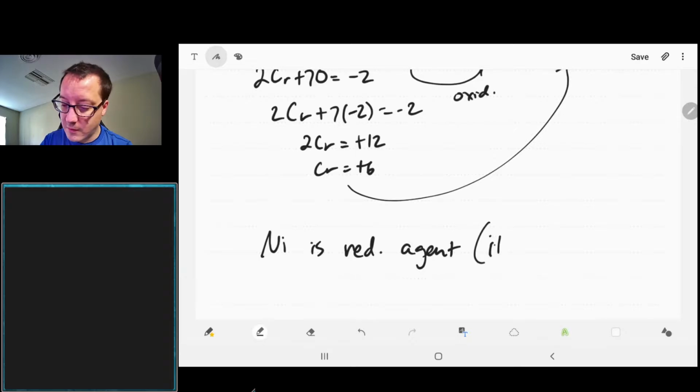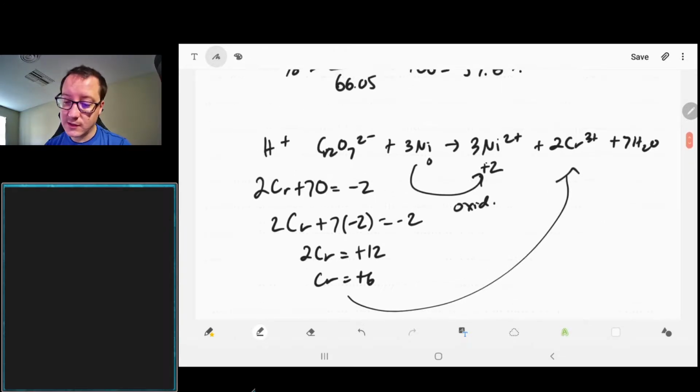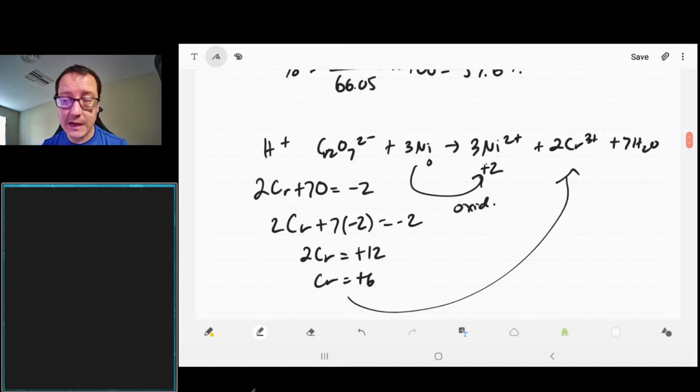So remember, whatever is oxidized is going to be part of your reducing agent. So you want to go to your reaction, see in your reactant side which of those has the element that's being oxidized. In this case, it's nickel by itself. If we're asked for what's the oxidizing agent, we would say dichromate, because it contains the chromium that is being reduced. Okay.